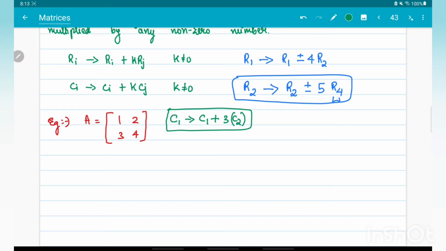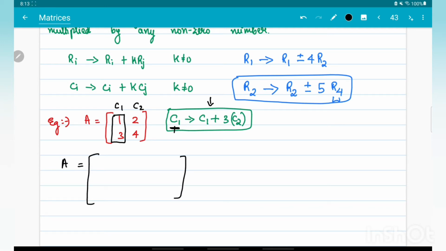Now let us try the same elementary operation on the columns also. So now let me take this example. This is my matrix A, which contains the elements 1, 2, 3 and 4. Now I'm going to apply this elementary operation on this matrix. So this is my first column and this is my second column. From this you can see that this column 1 is on the LHS, which means that I'm applying the elementary operation on the elements of the first column, and the second column will remain as it is.